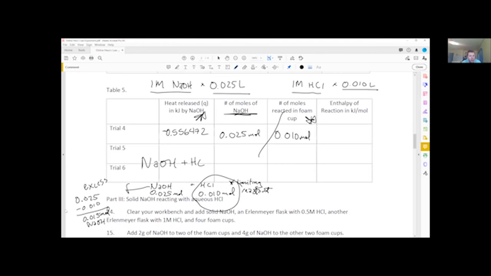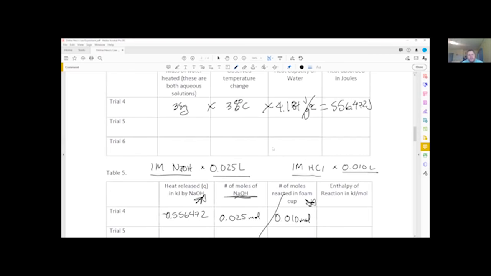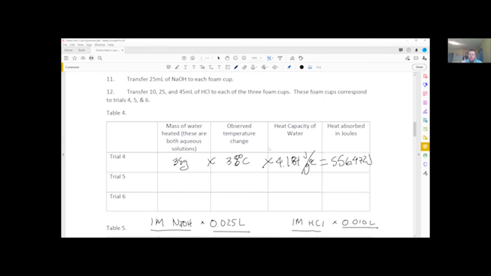We can disregard this middle number of moles of sodium hydroxide. So what you need to do in these trials is figure out which is your limiting reactant. Spoiler alert. What happens in trial number 5? Well, we put an equal amount of sodium hydroxide as HCl. Both of the solutions are 1 molar, so there's not going to be a limiting reactant there.